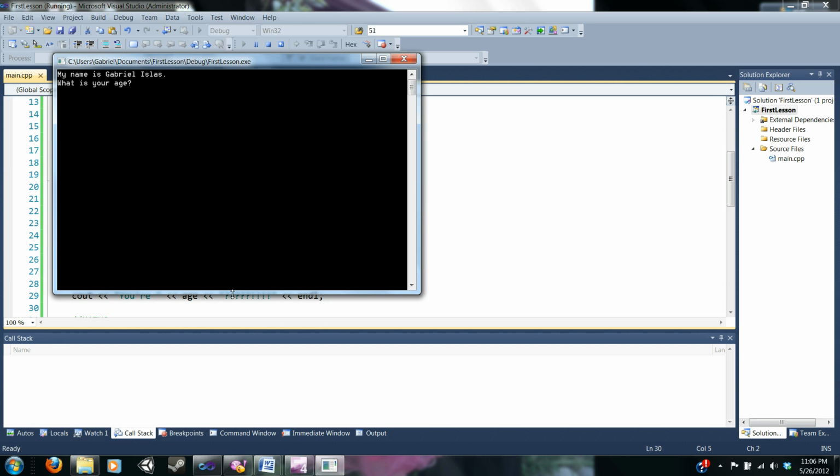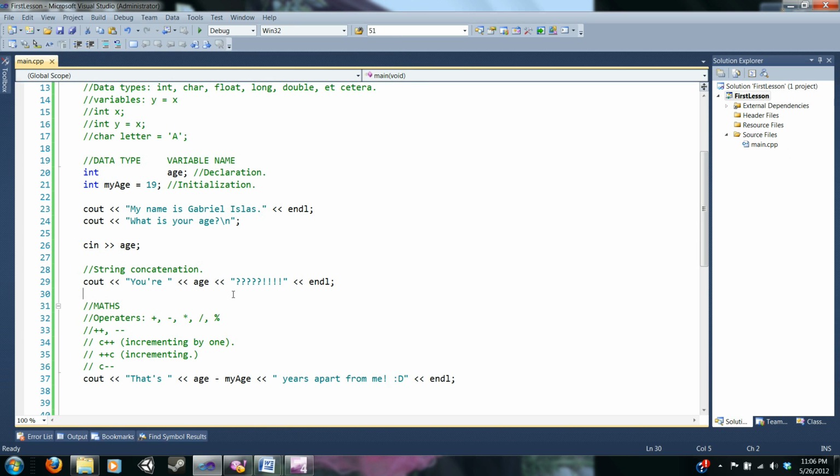So there it is. Just as I said, it says my name is Gabriel Islas, and it is asking for my age. And I'm going to put 900. You're 900, it gets very excited about that, and then it says that's 881 years apart from me, with the smiley face. And then the press any key to continue is from the system pause function. So I just hit enter, that is the any key, and it exits me out of the program completely. And that is how that'll work. So yeah, that's basically all it is.